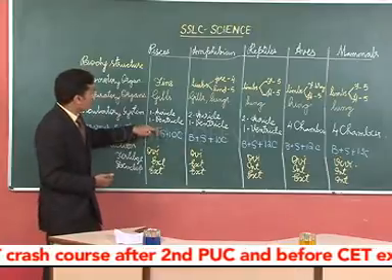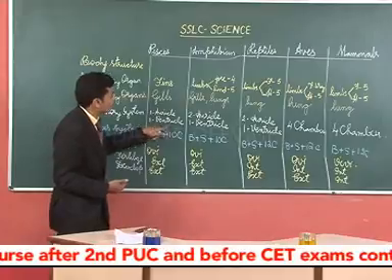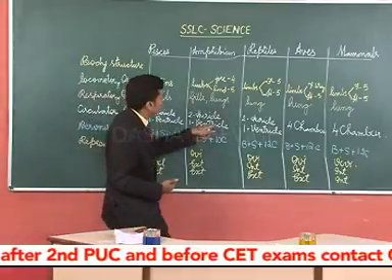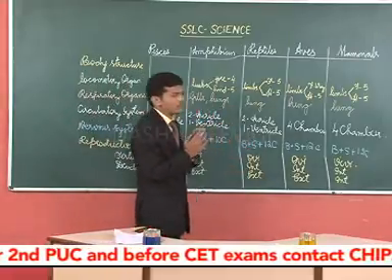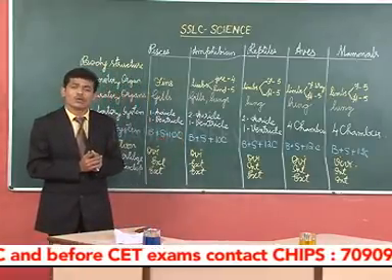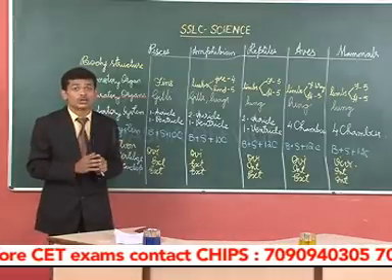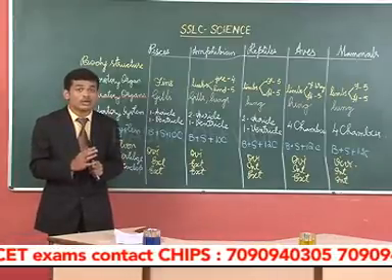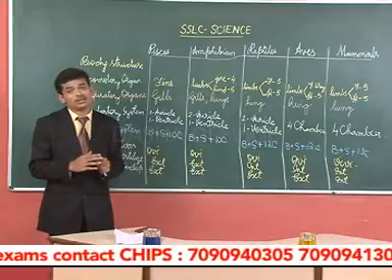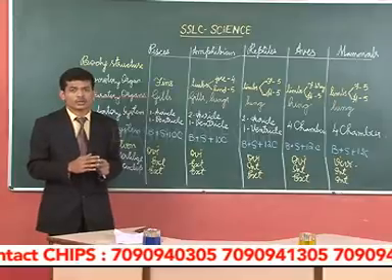All these organisms, the organisms present in Pisces, amphibians, and reptiles, we call them cold-blooded organisms. What is the meaning of this? Cold-blooded organisms are those organisms which do not maintain a constant body temperature. So they don't maintain constant body temperature.